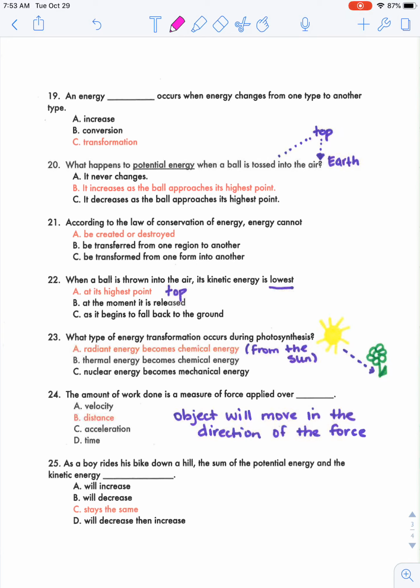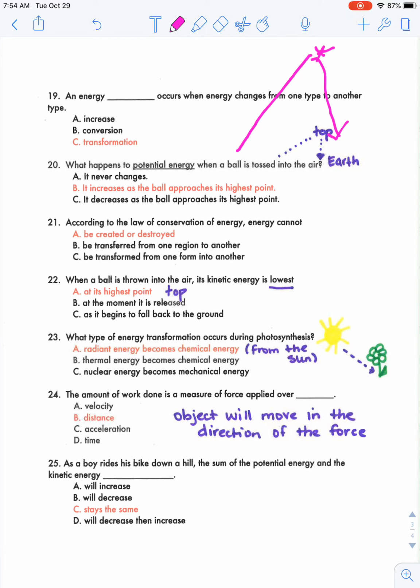Well, I know that gravitational potential energy is going to increase the higher I am off of Earth. So it's going to increase as the ball approaches its highest point. It's going to reach a point where the kinetic energy is going to stop. This is going to be the highest point for gravitational, and then it will fall back to Earth.